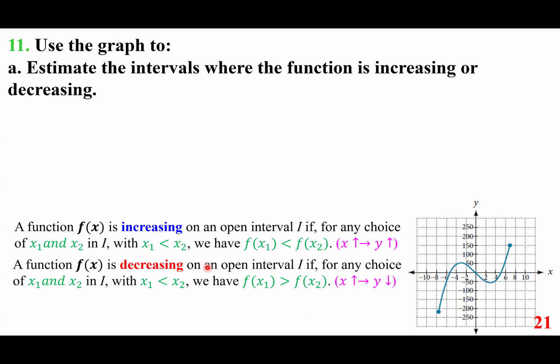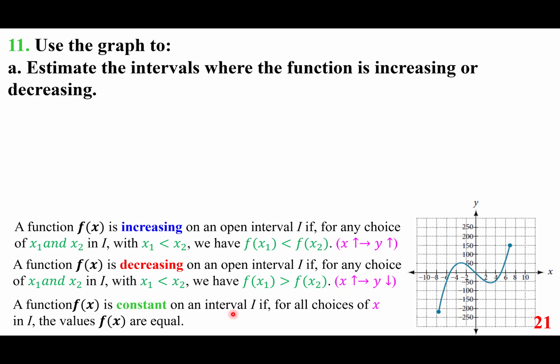So a function f of x is decreasing on an open interval I if for any choice of x sub 1 and x sub 2 in I, with x sub 1 less than x sub 2, we have f of x sub 1 larger than f of x sub 2. So x gets larger, y gets smaller, and vice versa. Finally, a function f of x is constant on an interval I if for all choices of x in interval I, the values of f of x are equal. In other words, a portion that is a horizontal line. So we want to estimate where the function is increasing and decreasing. So let's look at increasing is here.